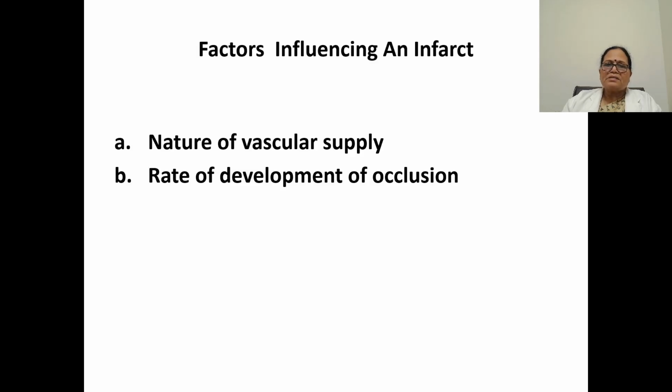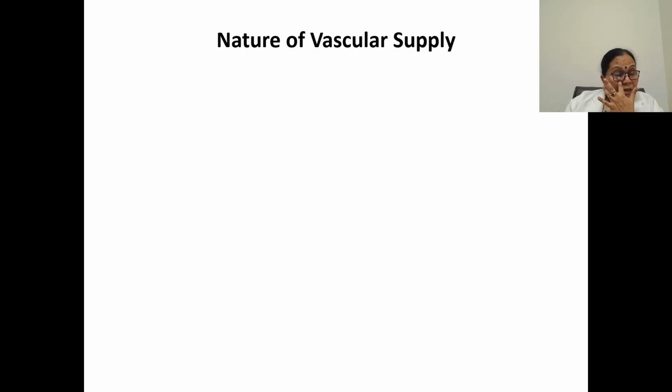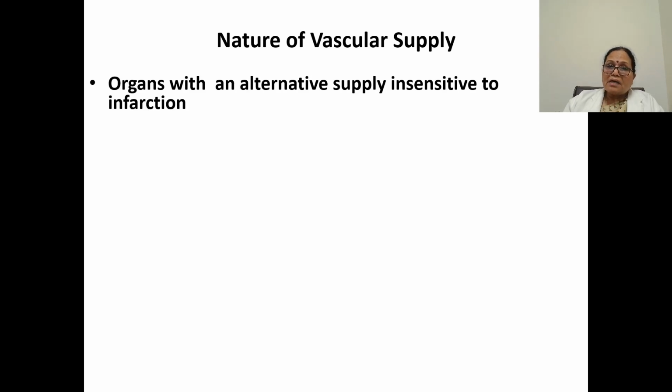Then factors influencing an infarct: nature of vascular supply, rate of development of occlusion, vulnerability of a given tissue to hypoxia, blood oxygen content. Not all tissues are equally vulnerable. Some of them are very resistant, and some of them are very vulnerable. Now, this question is often asked in the orals: which are the organs which have double blood supply and which are the organs which have single blood supply?